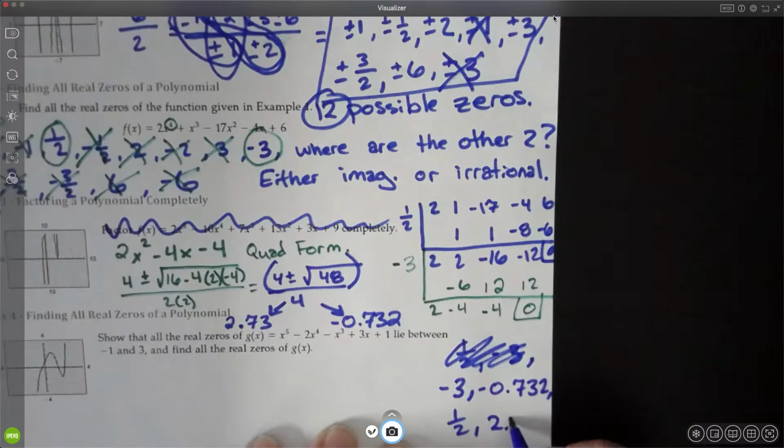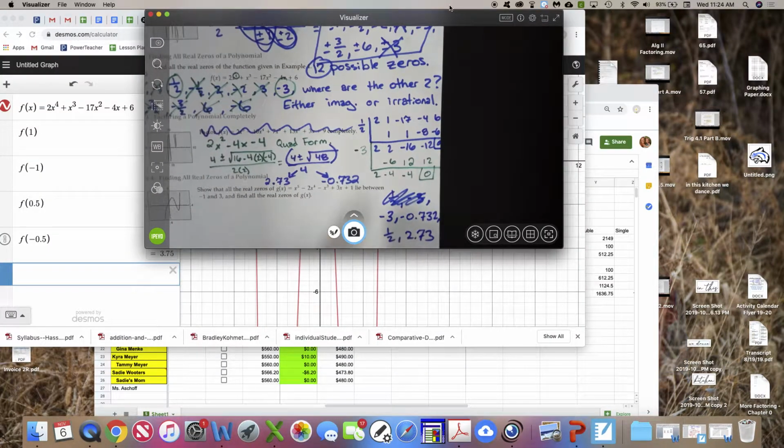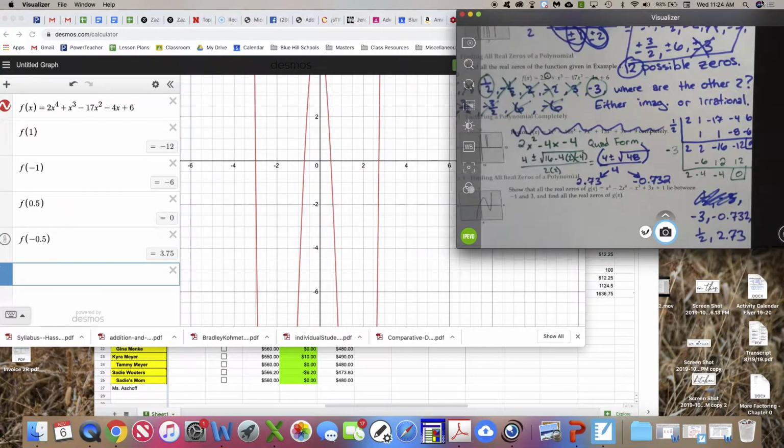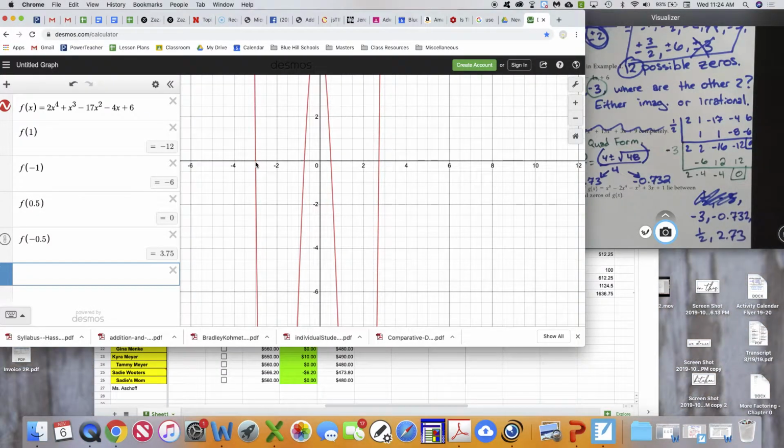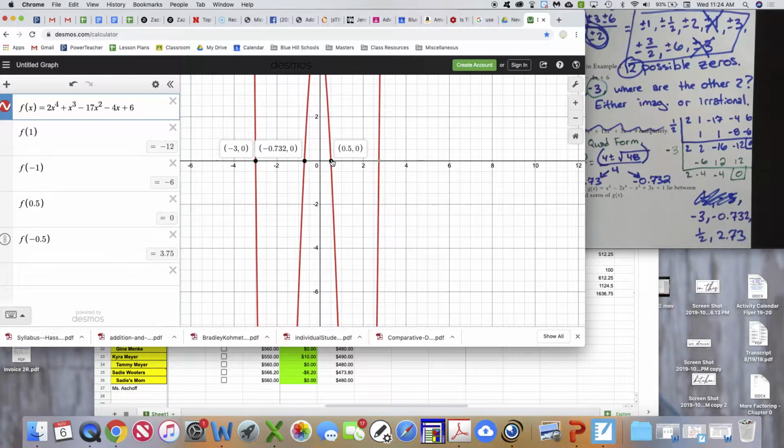Let's check our graph and see if that's right. And if you do it, that's what comes out. Negative 3, negative 0.732, positive 1/2 and 2.732. Beautiful. We found all of them.